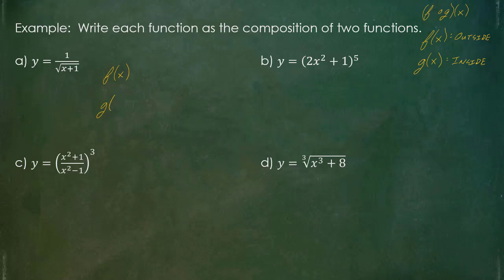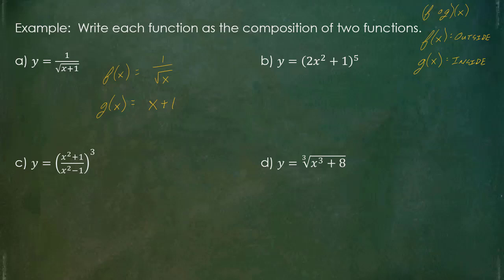The g function is usually easier to identify, so in this case I would just look for a function that appears as though it's inside of something else. With this, x plus 1 looks like it's inside of a radical, so that would be my first instinct for the g, which would then leave the f of x function to be 1 over the square root of x.